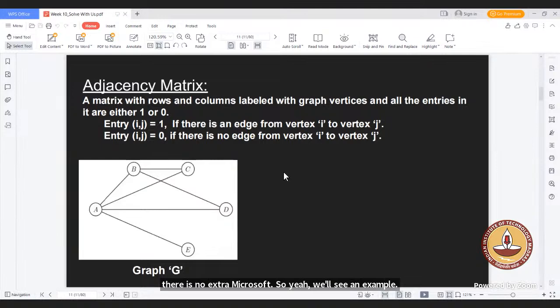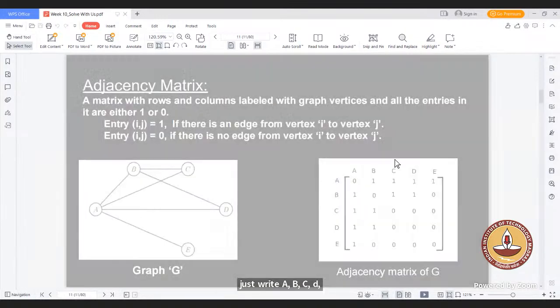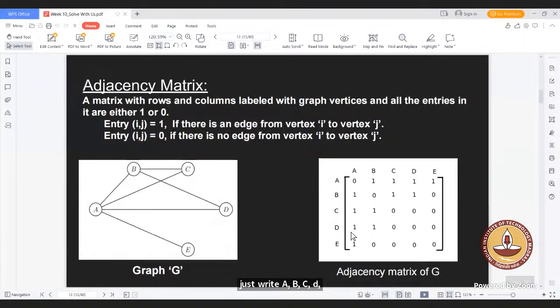So what we'll do, we'll write A, B, C, D, E here and A, B, C, D, E here. So this will be the adjacency matrix of G. See, A to A there is no edge, so it is 0. The diagonal elements, if you notice, will be 0. But if you see A to B, there is an edge, right?